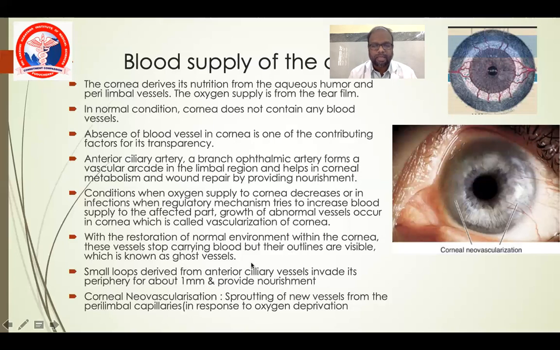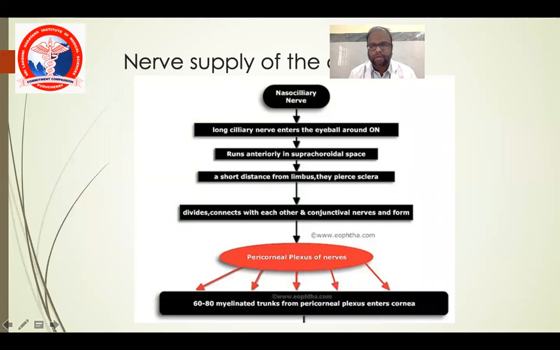These are small loops derived from the anterior ciliary vessels. They invade the periphery of the cornea. For about 1 millimeter, they enter into the cornea and provide nutrition. The rest of the nutrition is from the aqueous, from the perilimbal vessels, and partly from the tear film. Especially the oxygen is from the tear film. So corneal neovascularization, as I told you, is sprouting of new vessels from the perilimbal capillaries in response to oxygen deprivation.